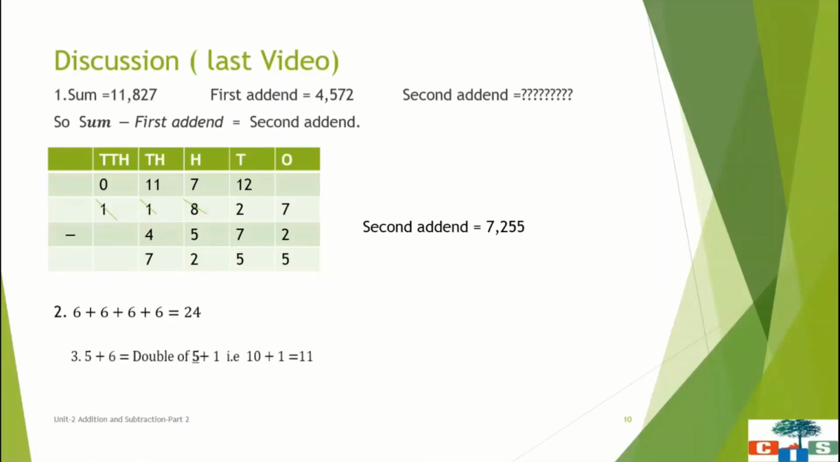And one more question was there. 5 plus 6 is equal to double of what? So double of 5 plus 1. Okay, that is double of 5 is 10. 10 plus 1 is equal to 11.